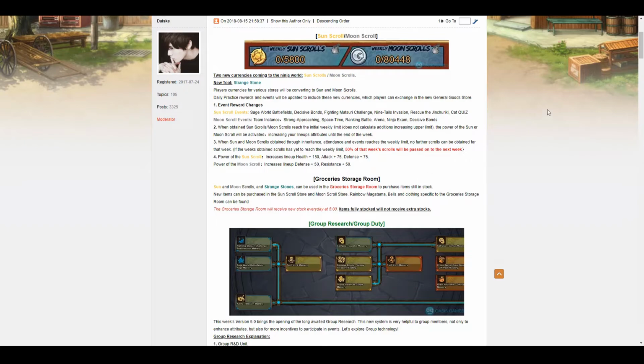I believe what it is getting at is that if I got 4,000 out of 5,800 and the week ended, I will now have a new limit of plus 900. So my new weekly limit for that week will be 6,700. Very interesting. I mean, that is kind of cool and makes sense. The power of the sun and moon scroll is not great, so you don't need to get it every week, and you can make it up.